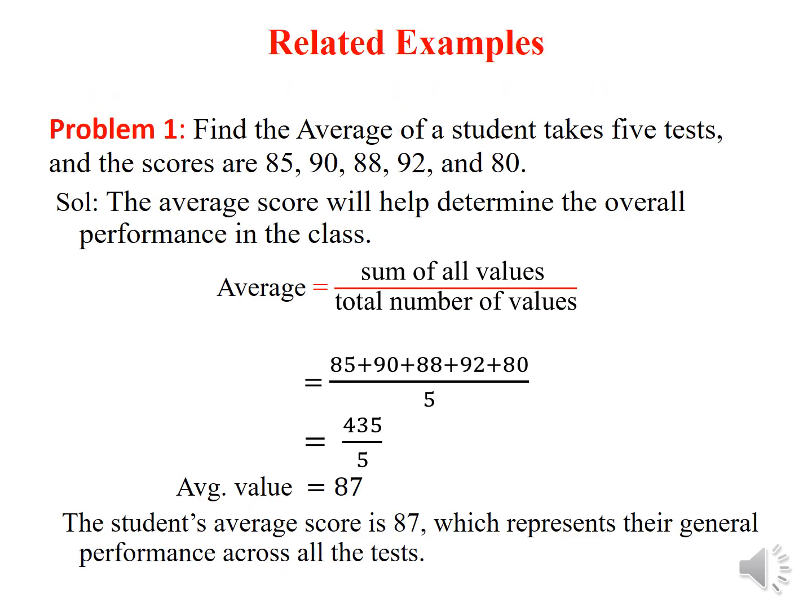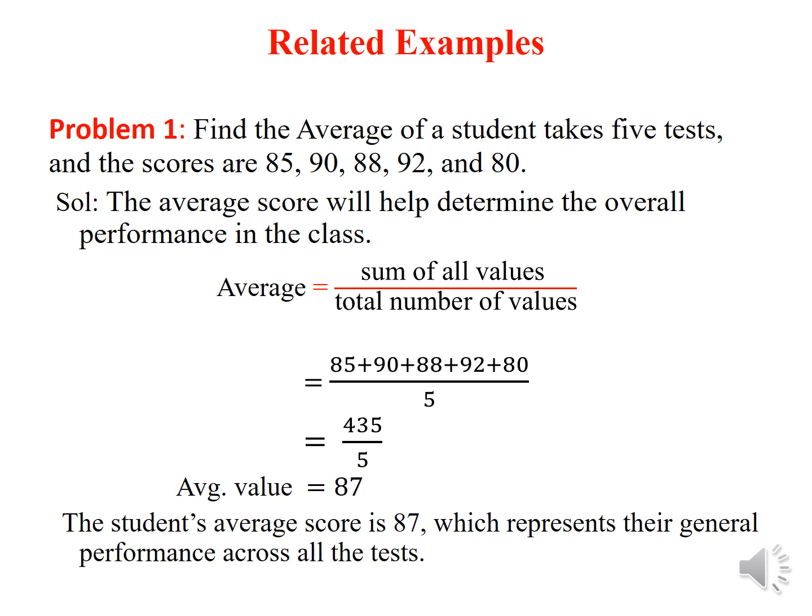Let us see some related examples. First, problem 1. Find the average: a student takes 5 tests and the scores are 85, 90, 88, 92 and 80. If you look into this question, there is a student, he took 5 tests and he got scores like 85, 90, 88, 92 and 80. And they ask us to find out the average score of all those 5 subjects.